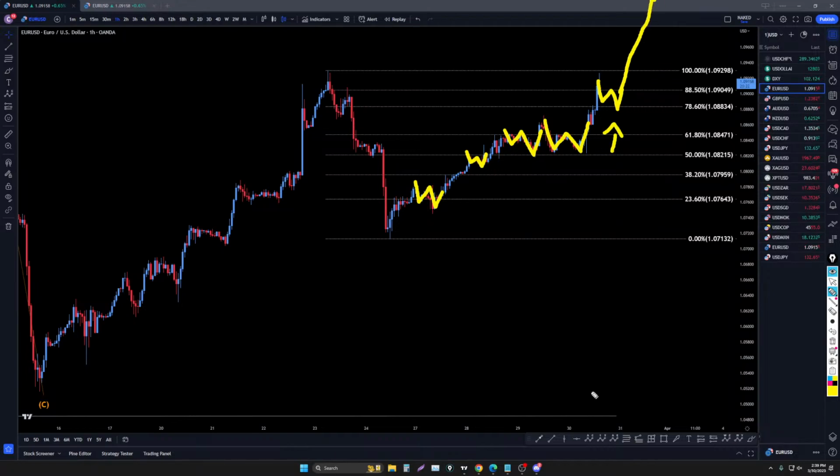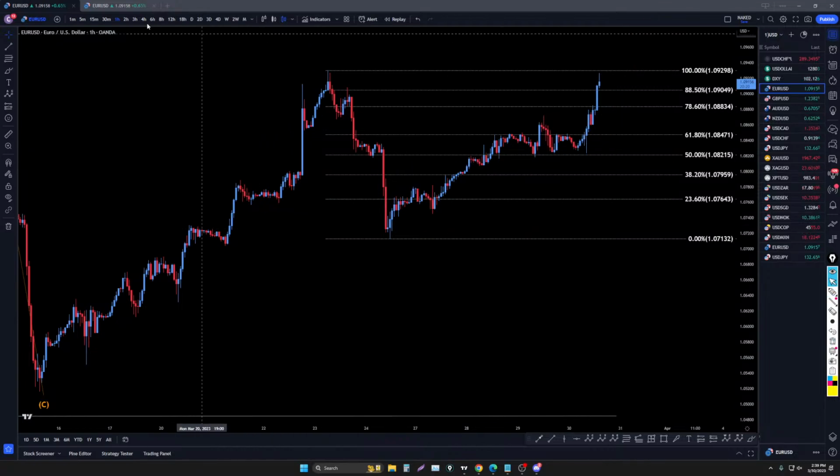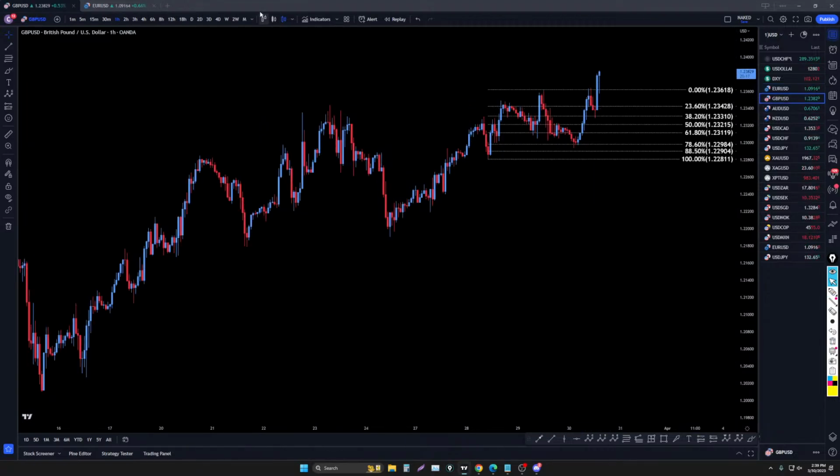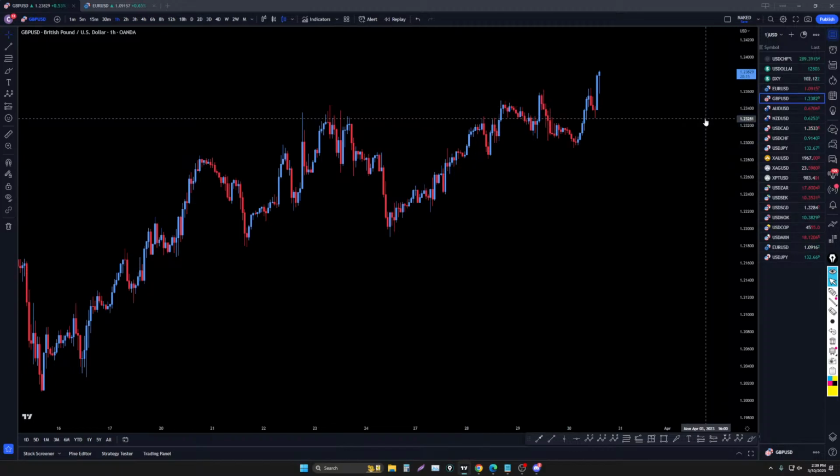So let's head down to the pound dollar and let's go up to the pound dollar, which is cranking up nicely.